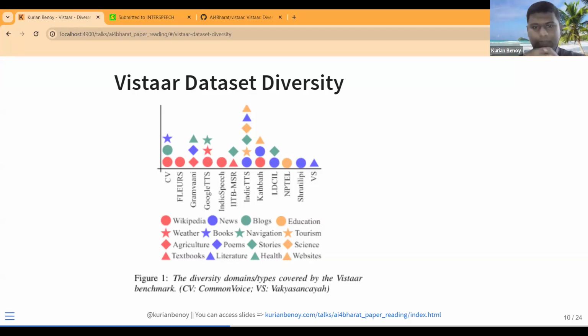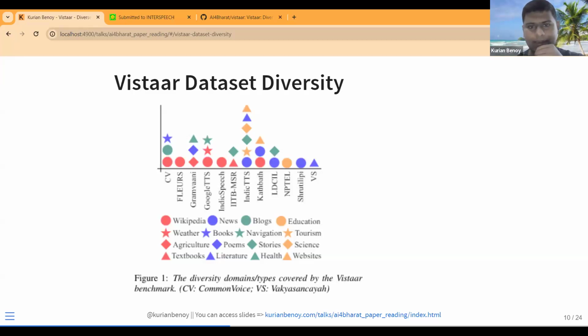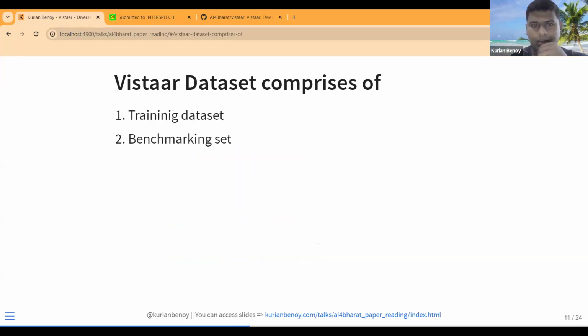Among all these, maybe Indic TTS has a lot of diversity, while NPTEL, as we know, is an education platform and just has educational content videos. Shruti was news. The one thing about this paper is that all these datasets existed previously. What they did is collate all these datasets together, and out of them they created a training dataset and a benchmarking dataset. They identified certain datasets specifically for training and certain datasets specifically for validation and benchmarking.